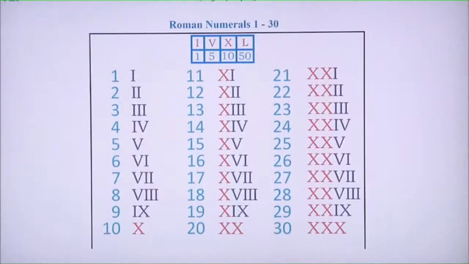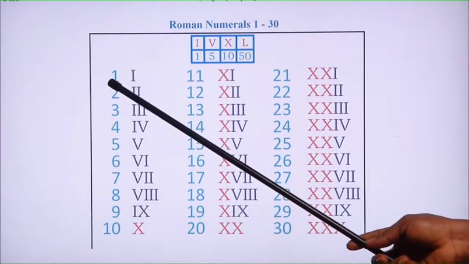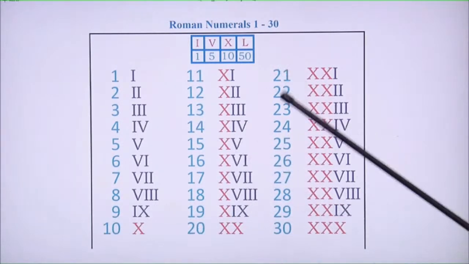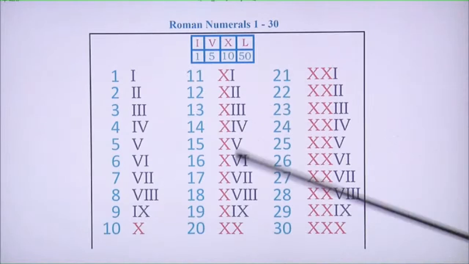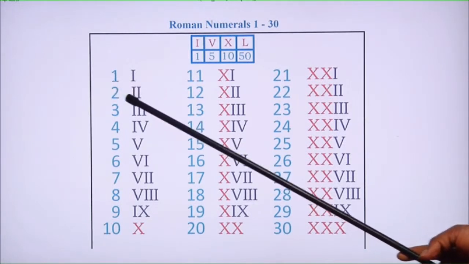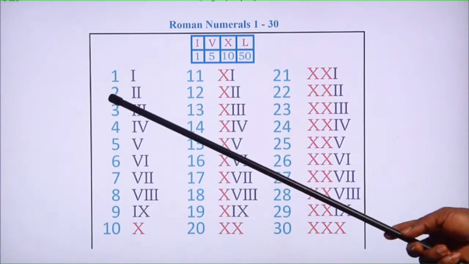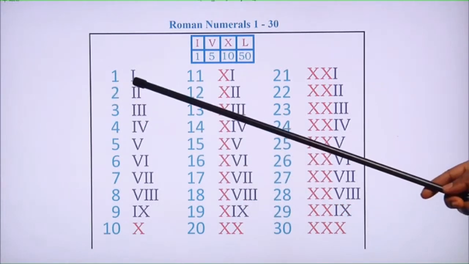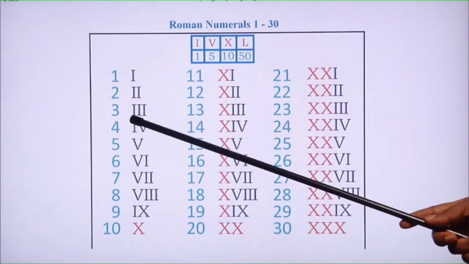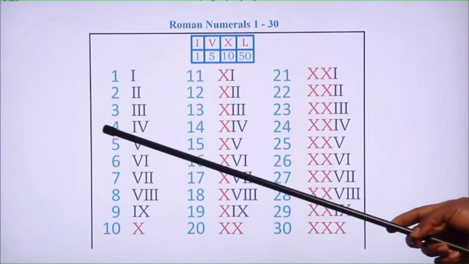Okay, the Roman numerals 1 to 30. As you can see on your screen, the Hindu Arabic numerals are here, and these are the Roman numerals. Good. Now, I stands for 1. We know 2. We can repeat the I. We have III, which is 3.